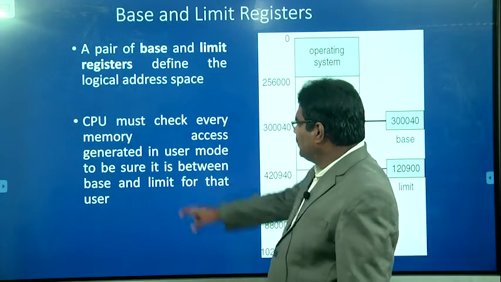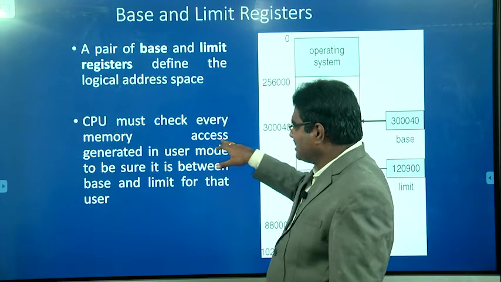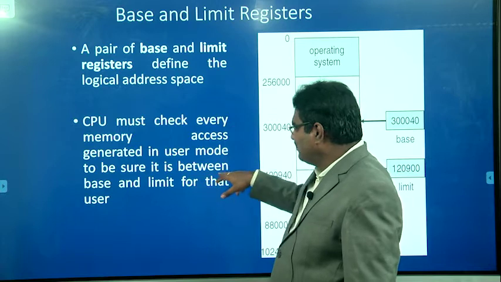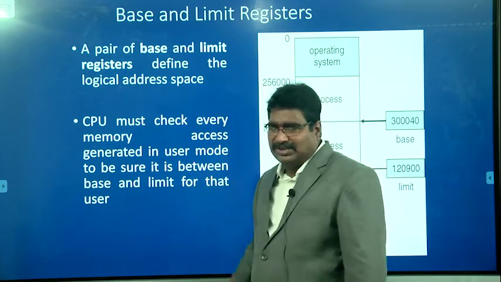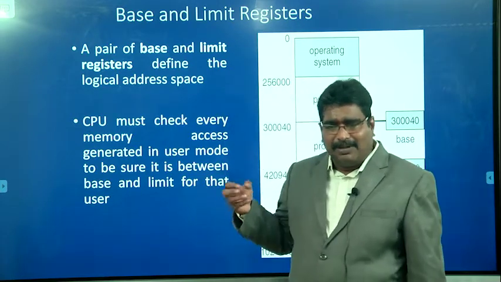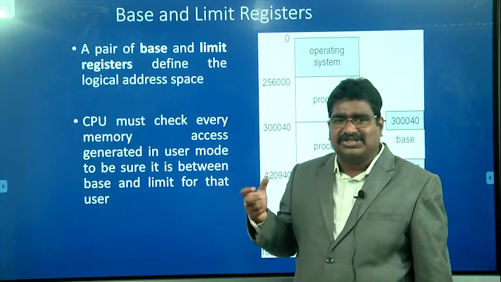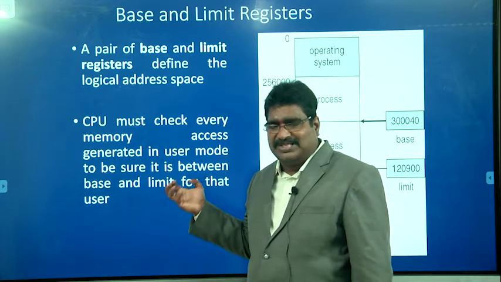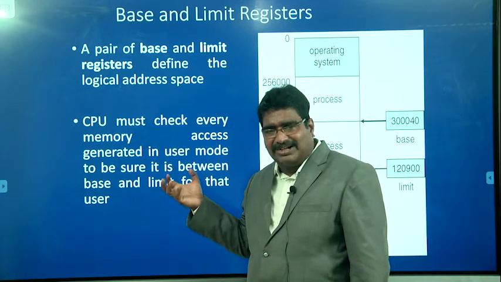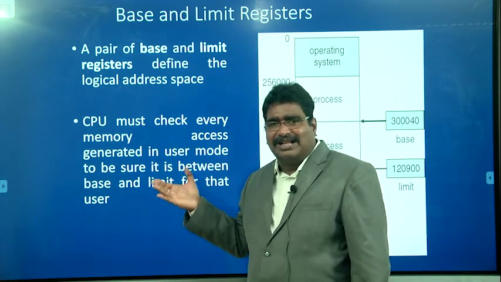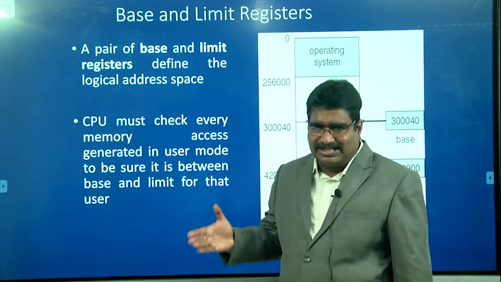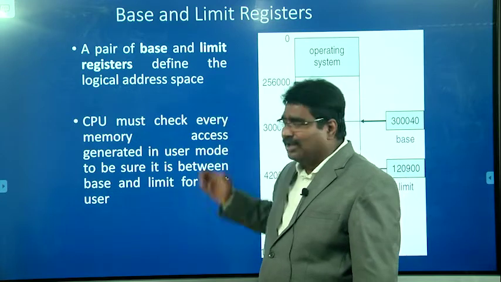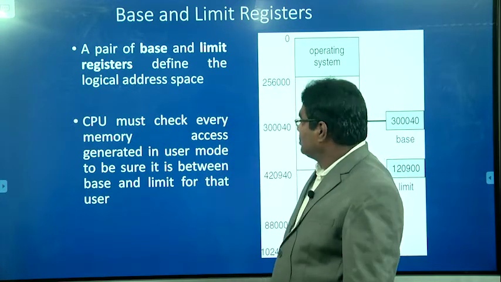And the next point: the CPU must check every memory access generated in user mode to be sure it is between the base and the limit for that user. Whenever the process wants to fetch an instruction or data, it verifies whether the physical address generated from the logical address is within the allowed space or not. For that purpose we are using the base and limit registers.